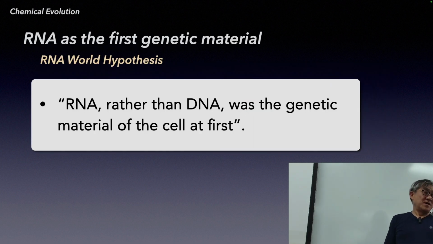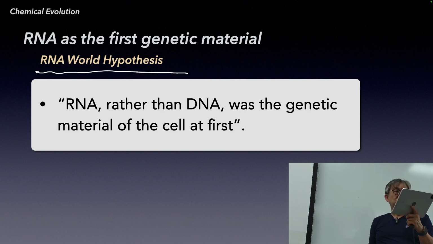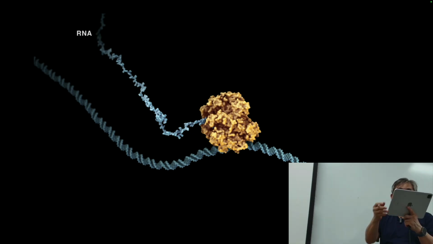So another thing is this. The first genetic material was not DNA, but RNA. This is something called the RNA world hypothesis. So why is RNA so different? And what's the problem of considering DNA as a genetic material? What's RNA and what's DNA?